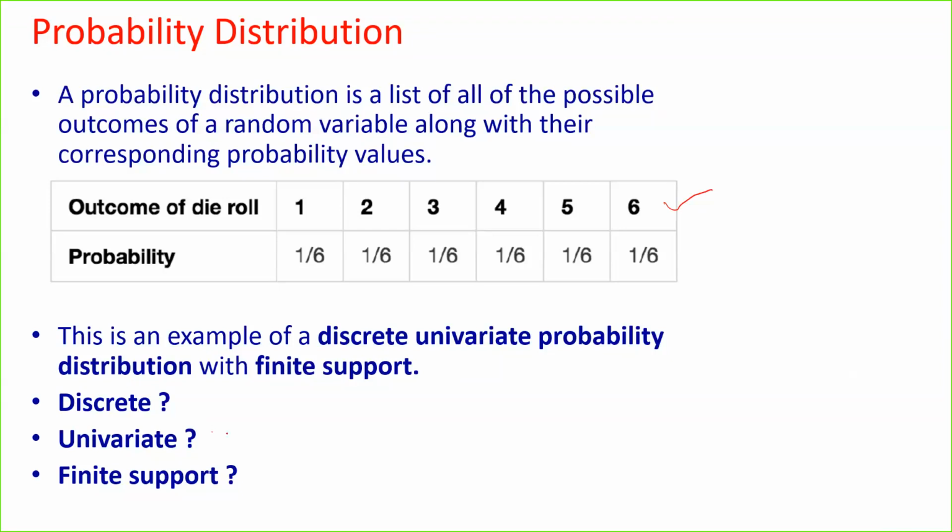Why is it univariate? Univariate because it is only talking about one event, not multiple events, right? Only one event, the outcome of the die. That is why it is univariate. Finite support because there are a finite and countable number of values here, right?